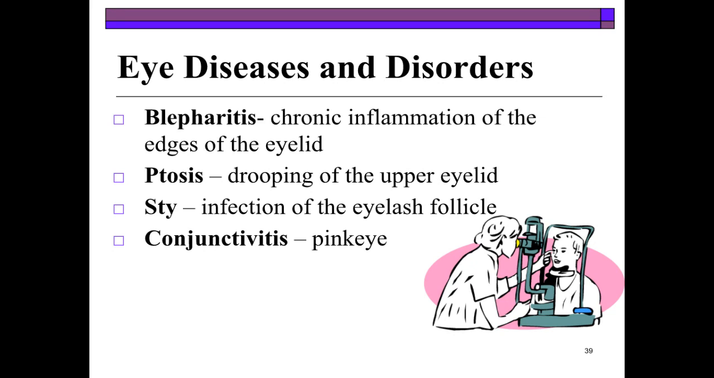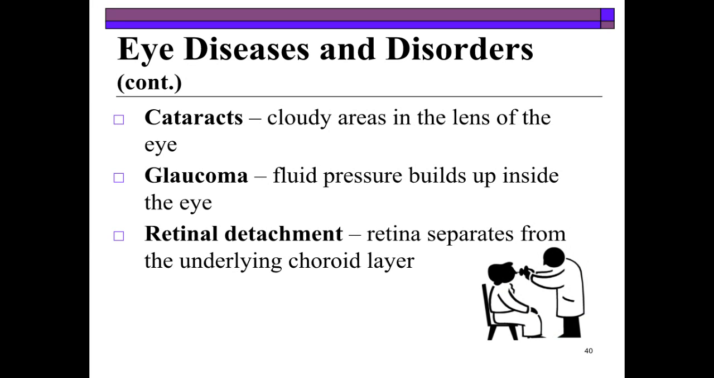Blepharitis is chronic inflammation of the corners of the eyes or the eyelids. Ptosis is drooping of the upper eyelid. So those are common things you see. Cataracts, glaucoma, retinal detachment. Cataract is where an area of the lens of the eye gets real cloudy. Glaucoma is where the pressure in the eye builds and can cause visual damage from the center lots of times out. Retinal detachment is when the retina itself separates from its layer of the eye.